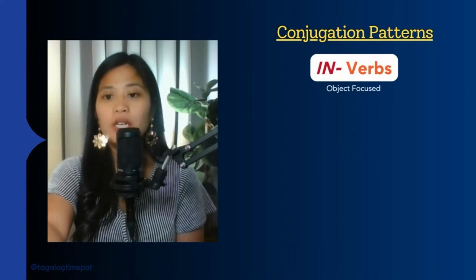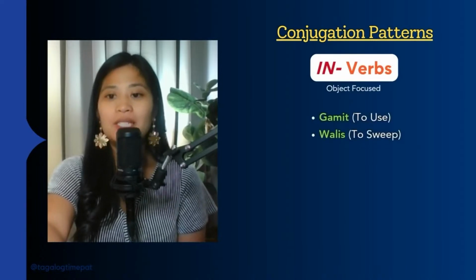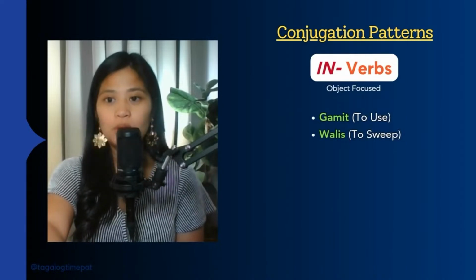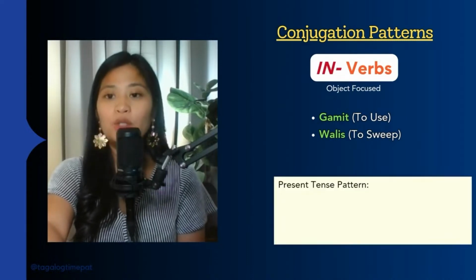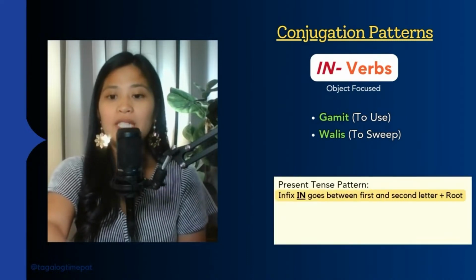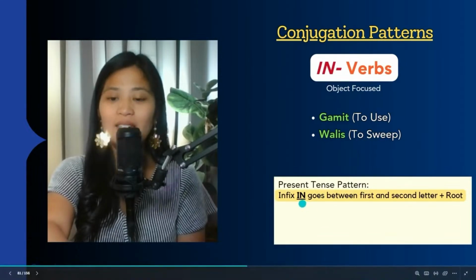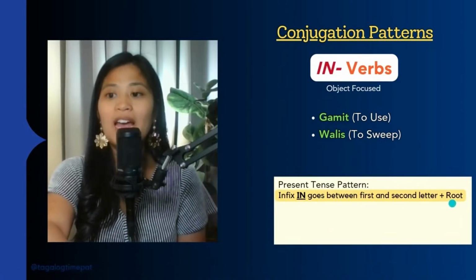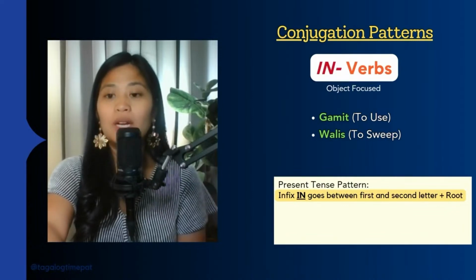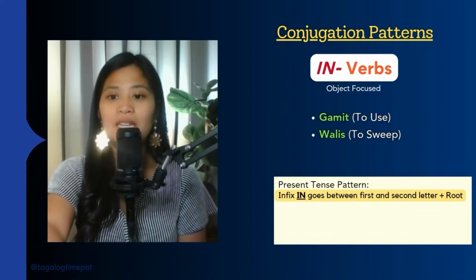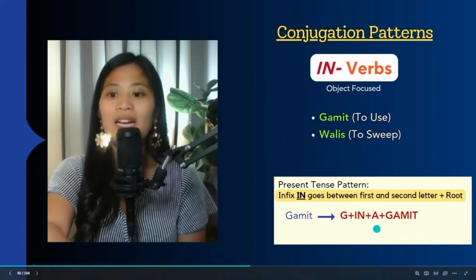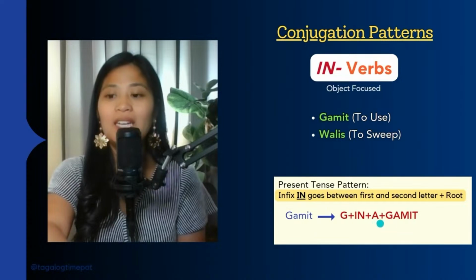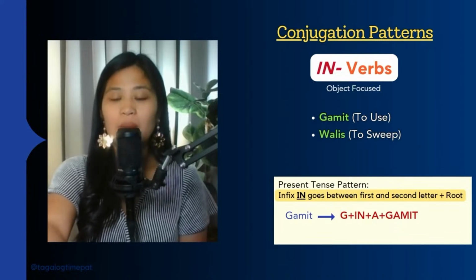These are also object-focused. And here are some examples. Gamit means to use. Walis means to sweep. It has a very similar pattern to um verbs. The only difference now is that the infix in goes between the first and second letter, and then it's the root. So gamit, to use, in the present tense becomes ginagamit. In goes between the first and second letter, and then it's the root. Ginagamit ko. I am using something.